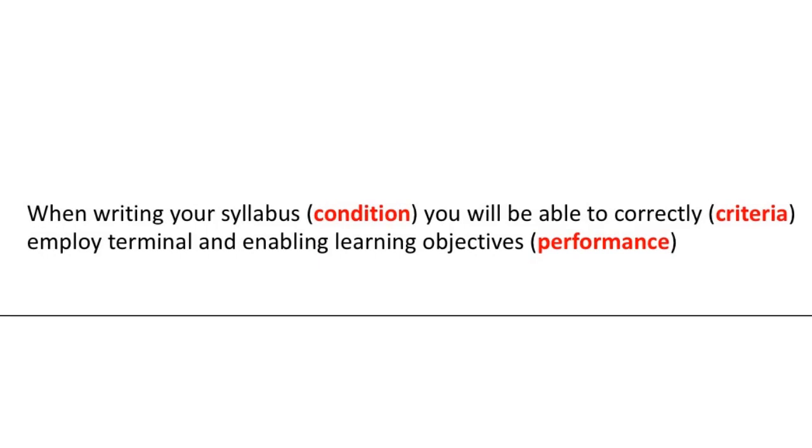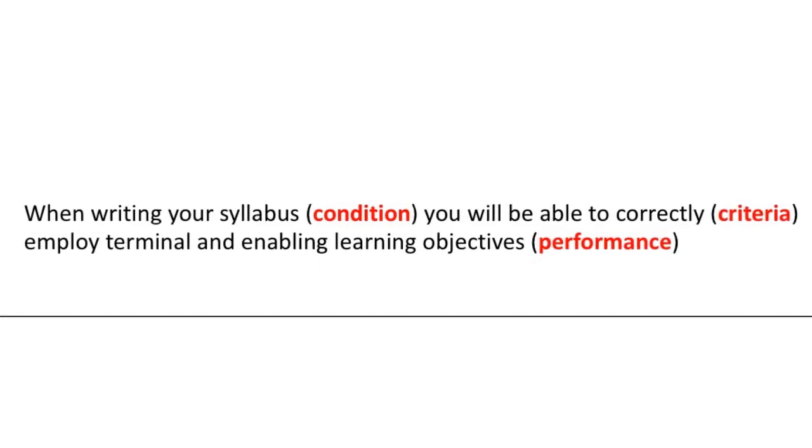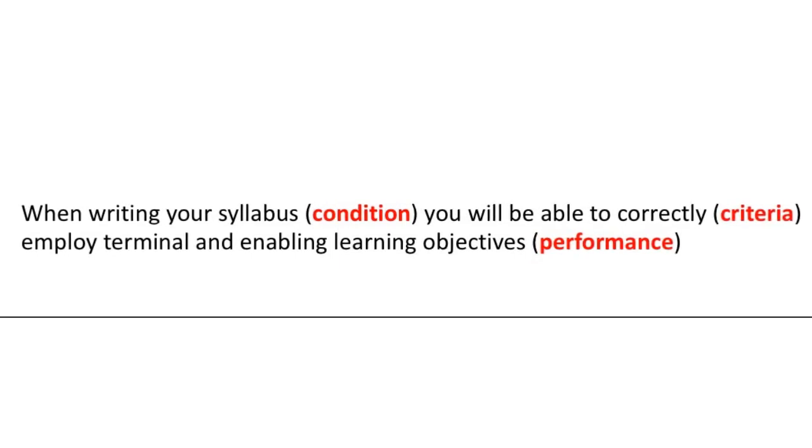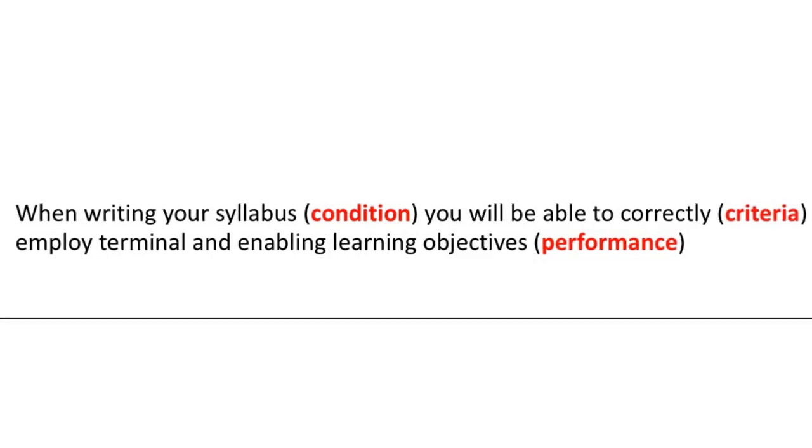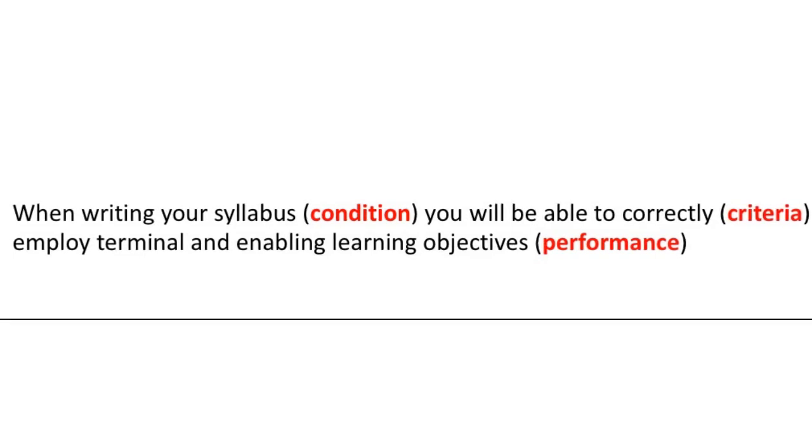So here we go. You'll notice this learning objective has all three elements that it's supposed to contain. So when writing your syllabus, that's the condition under which the activity will be performed. You'll be able to correctly, that's the criteria for success, employ terminal and enabling learning objectives, and that's the performance. And you'll notice that this learning objective is written from the perspective of the student. Pretty simple, right? So we'll look at a couple more learning objectives before we finish this video.